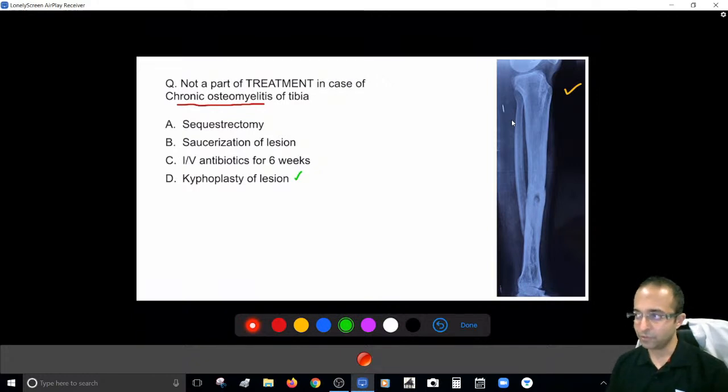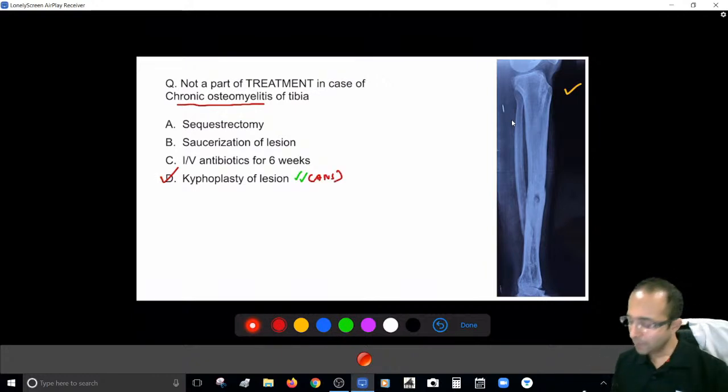Okay, another vote. Sharon says no point of doing kyphoplasty here. Any more options? Anyone with a different opinion? Yes, anyone with still a different opinion? Okay, fair enough guys, I'll give it to you. The answer here is no point of doing kyphoplasty.